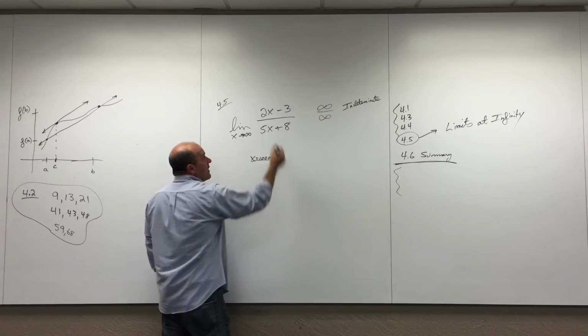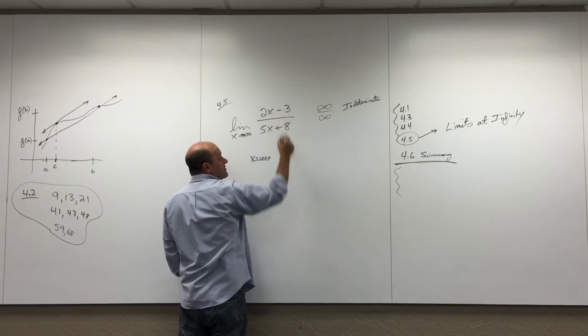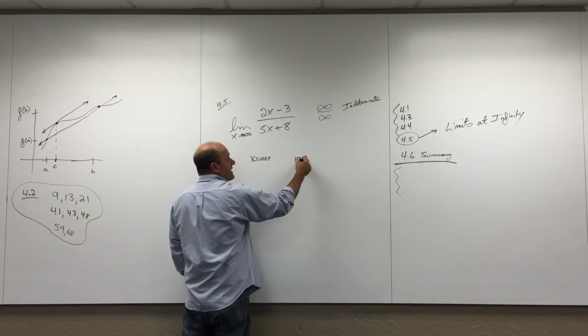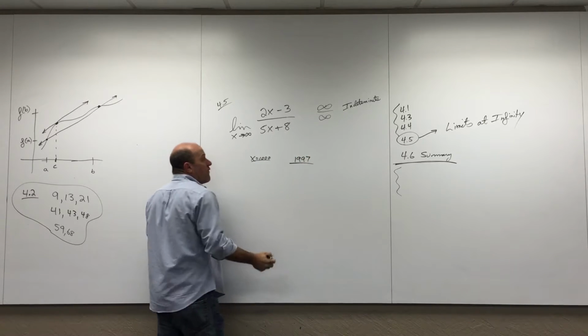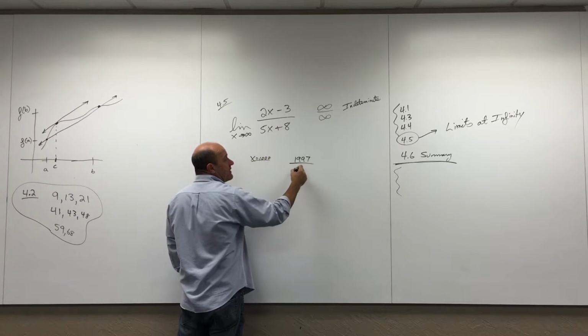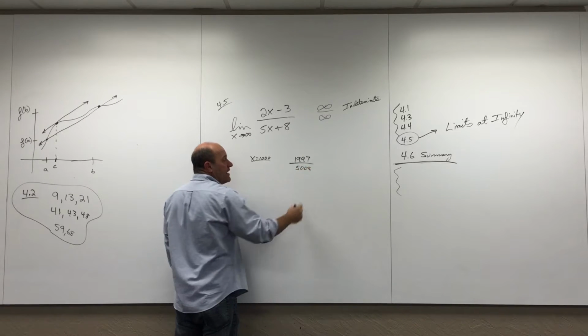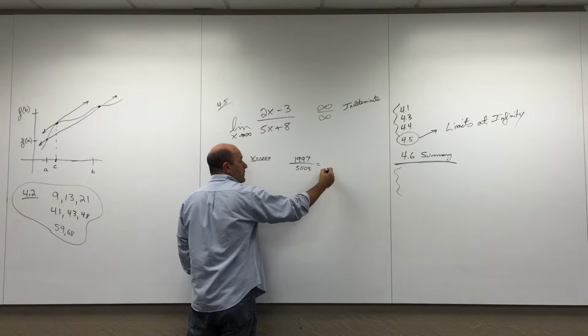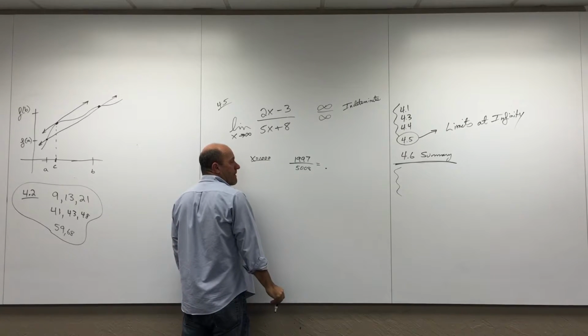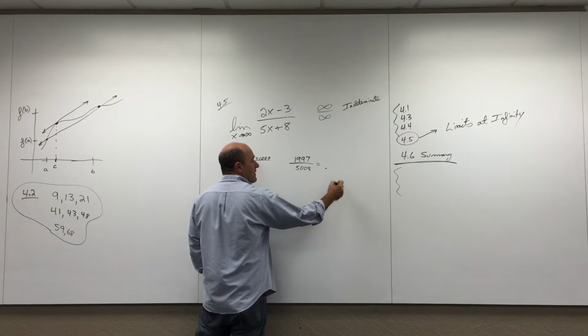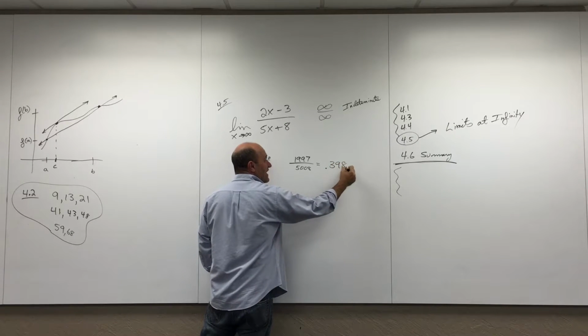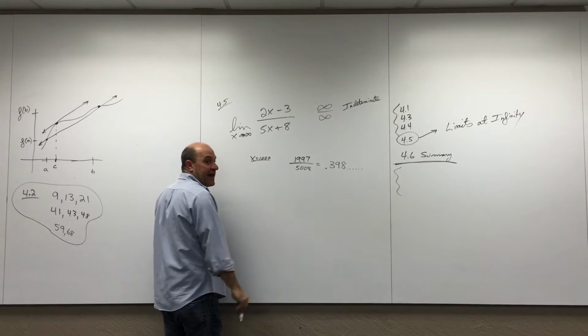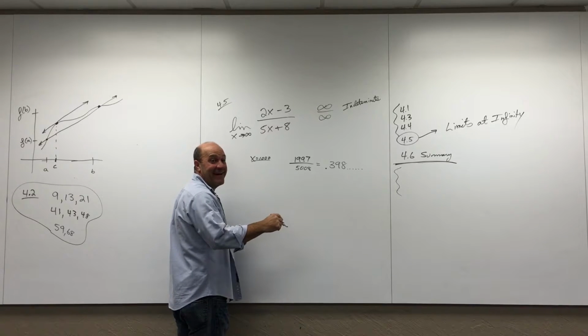If I plug in 1,000, I want to watch what happens. You get 2,000 minus 3. What's 2,000 minus 3? 1,997, over 5,000 plus 8, so that's 5,008. Somebody make that a decimal, please. It's about 0.398, that's what I prefer. Or he said 0.4.